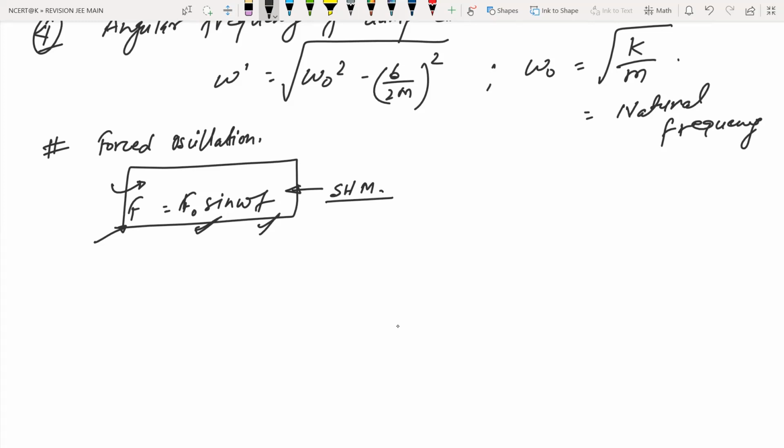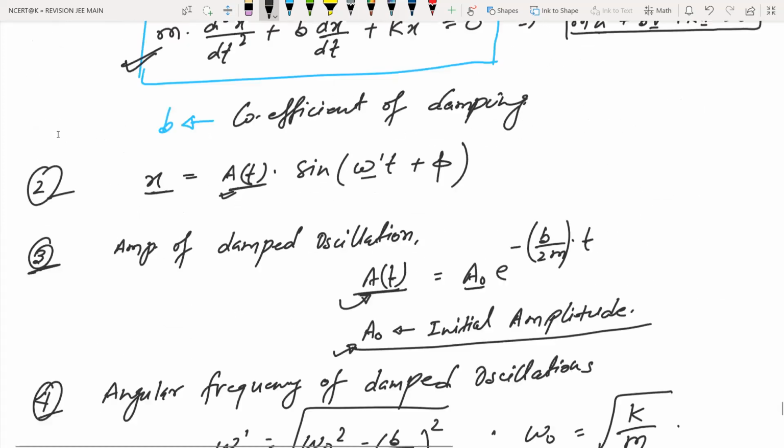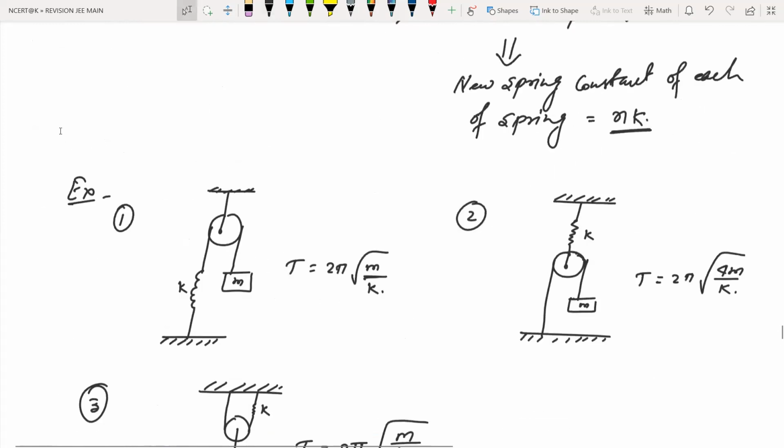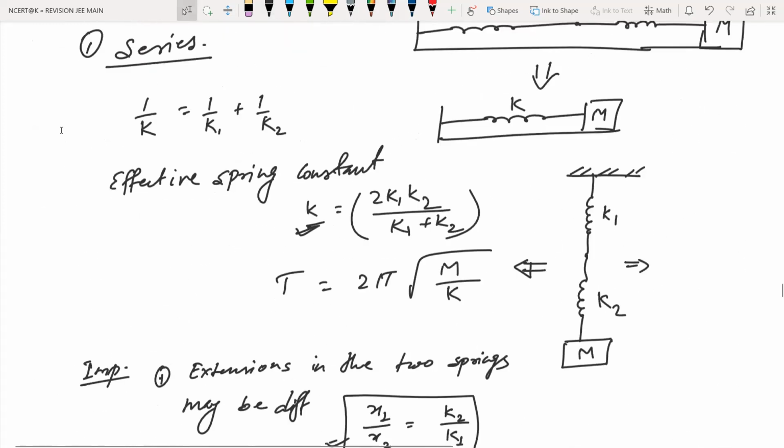due to this force the body will start oscillating. In that case, the oscillation that occurs we will call forced oscillation. That's it. I hope I have finished this chapter in a quick span of time so that you can revise all the things of this oscillation and SHM chapter.